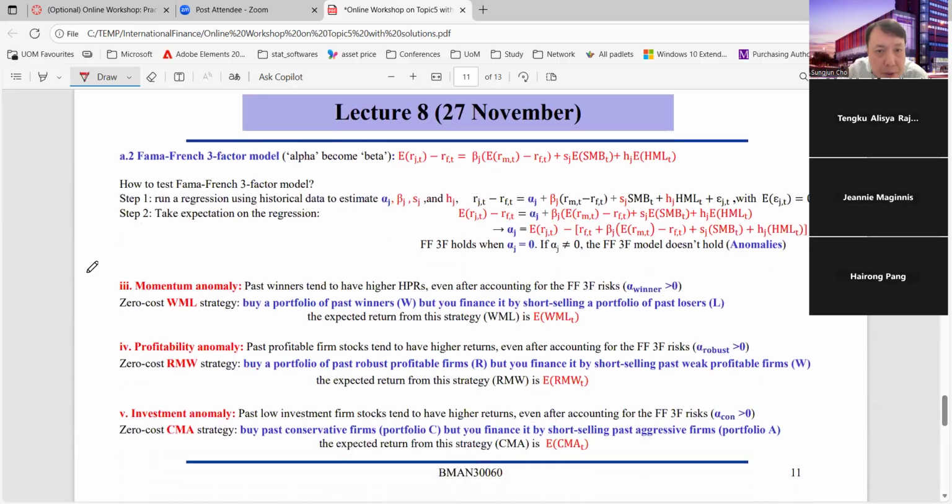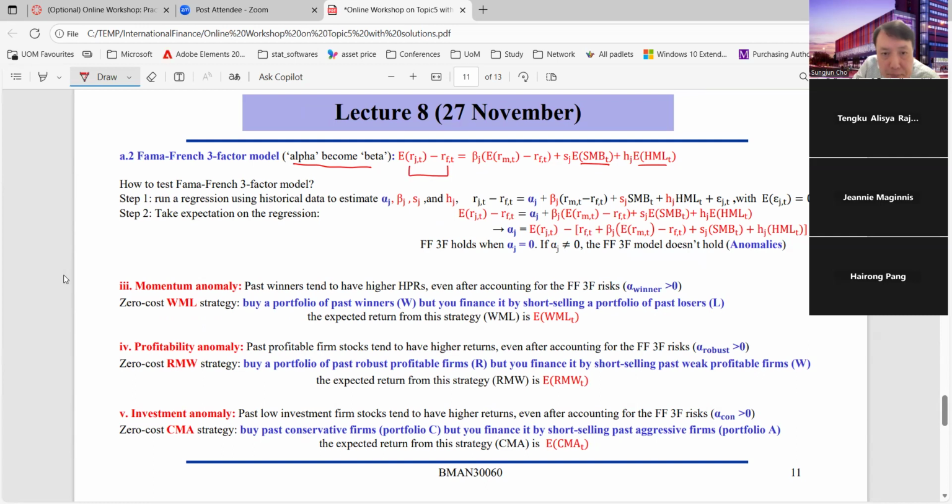So in the second review slide, what is the Fama-French three-factor model? Well, this is the so-called alpha becoming beta. The previous two puzzles, size and value premium, the value anomaly, now become factors in this APT model.